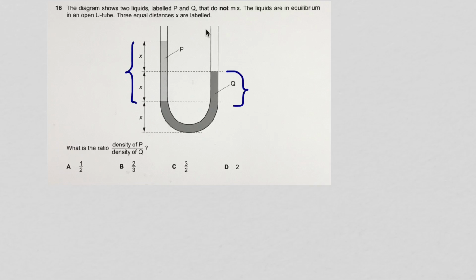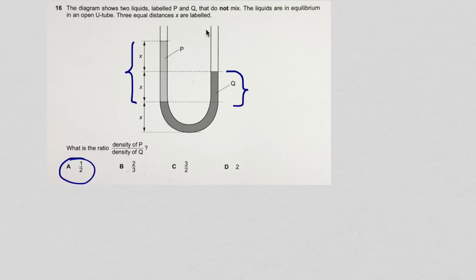So that also implies the density of liquid P must be half the density of Q. So the density of P is half the density of Q. That means our correct answer at this point would be that one. So that would be it. But just for completeness, let's do the calculation explicitly.